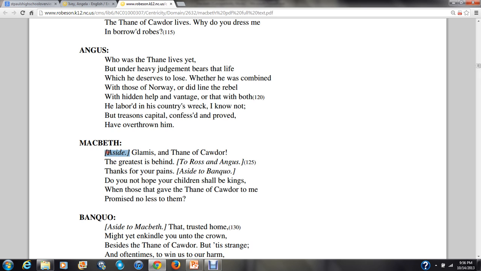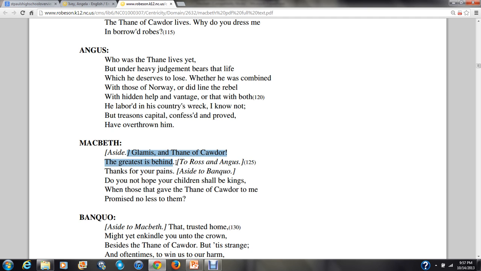And this is an aside. This is meant specifically to show the audience what's going on in Macbeth's mind. Nobody else on the stage is supposed to hear this. But he says, "Glamis and Thane of Cawdor, the greatest is behind." For the first time, he catches a glimpse of what could be his future. He's seen the dollar on the ground. He knows what's next.